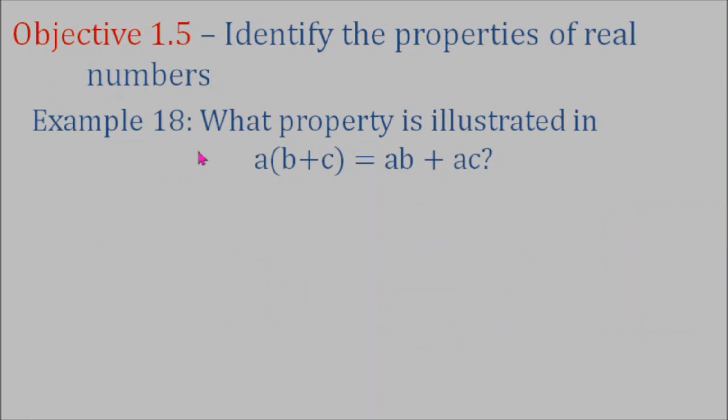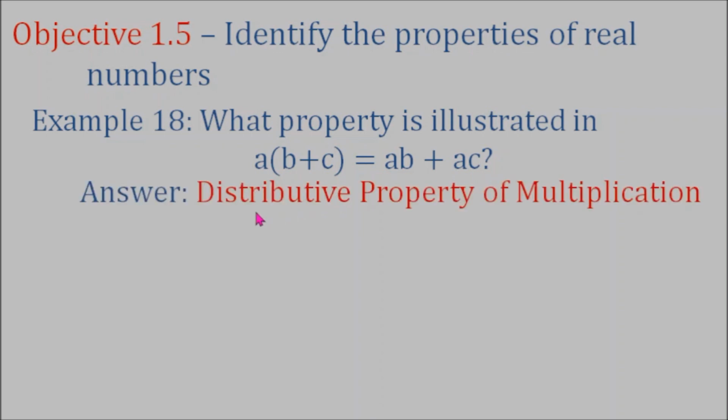Example number 18. What property is illustrated in a times the quantity b plus c equals a times b plus a times c? So notice here that this variable outside is being multiplied by b, which results to a times b, and also a is multiplied by c, which results to a times c. So this illustrates distributive property of multiplication.